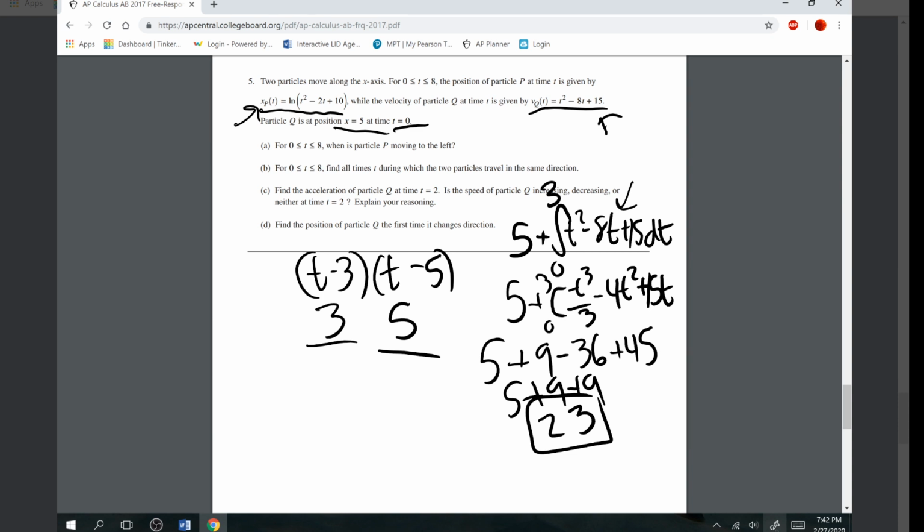We also can idiot check this, and if you remember earlier, we were increasing before 3, decreasing between 3 and 5, and then increasing after 5. So we should have, from our initial condition 5, gone up. And we did, because we ended up at 23. So idiot check checks out. We went up, and we went to a higher value. So that works. Whew, that was a lot of talking.